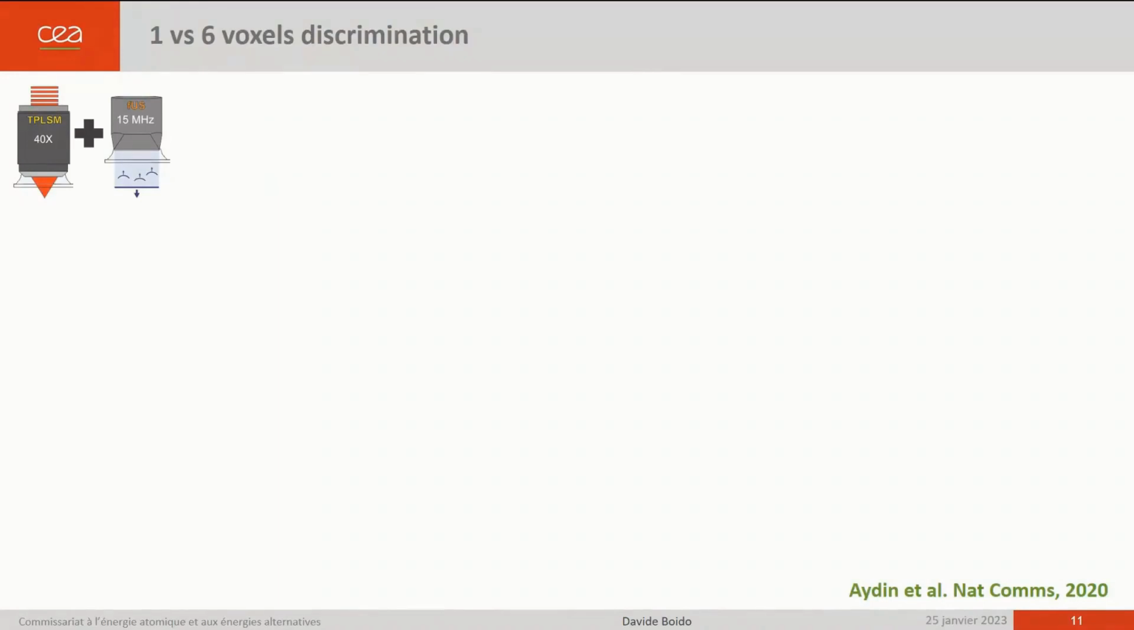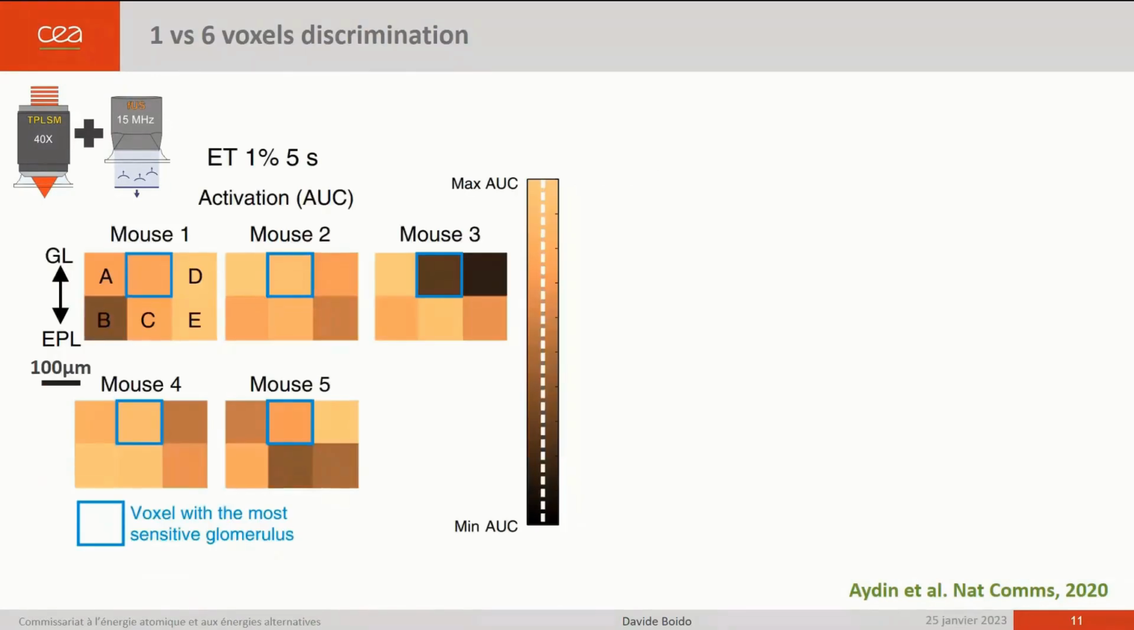This game is a bit complicated, and let's make it easier, considering only the 6 voxels around the most sensitive glomerulus. And let's take also a simple parameter, like the area under the curve of the odor response. Here you see the false color representation of the power Doppler signal of the 6 voxels from 5 different mice. Now let's rank the 6 voxels based on this value. The first ranked voxel has the biggest response.